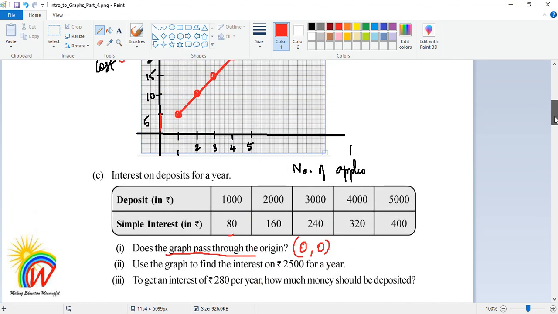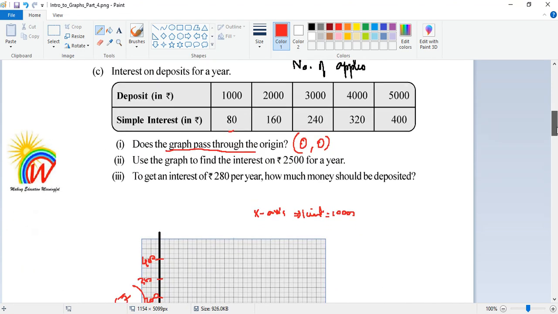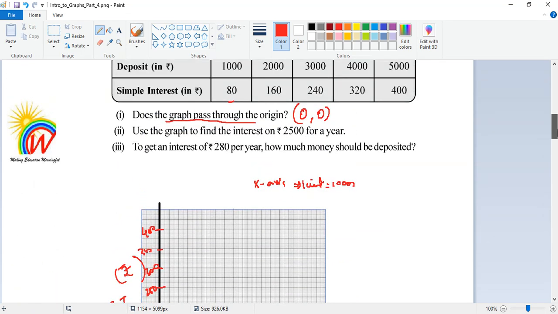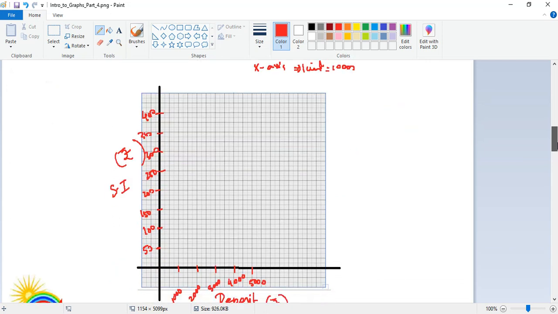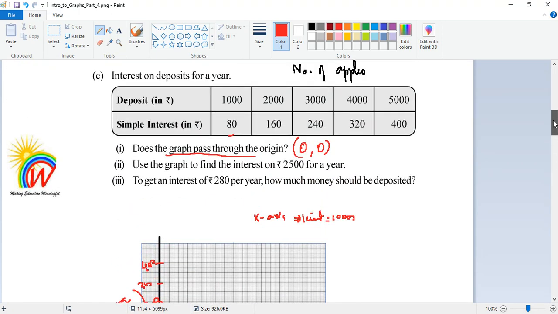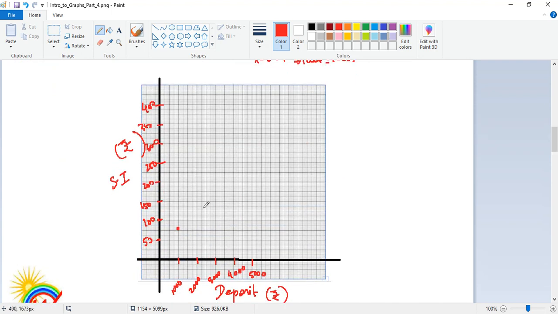So if I see here, the first one is like for 1,000 rupees it's 80. 1,000 rupees deposit, you get the interest as 80. So 50 will be 60, 70, 80 will be somewhere over here. Okay, and 2,000 is 160. So 150 is over here, 160 will be somewhere over here.